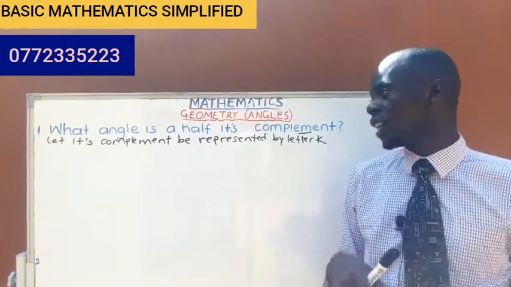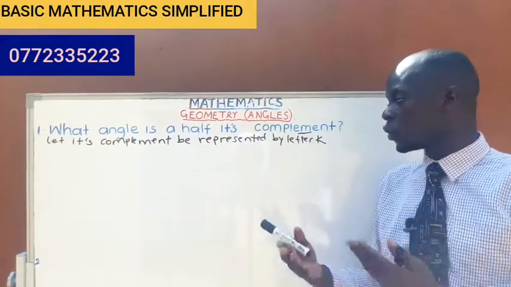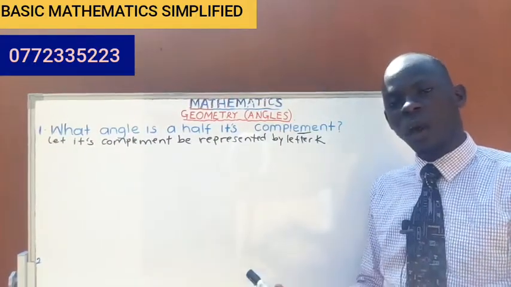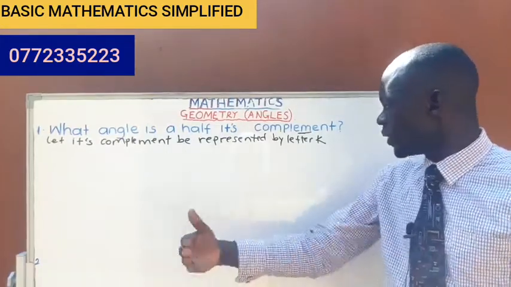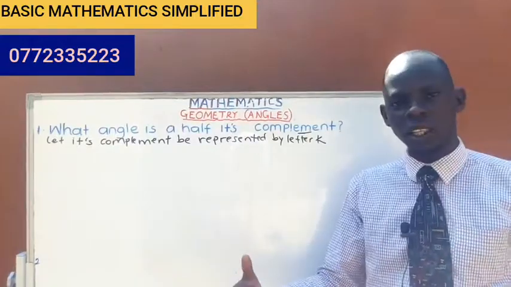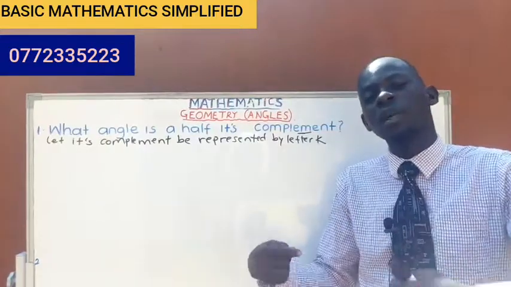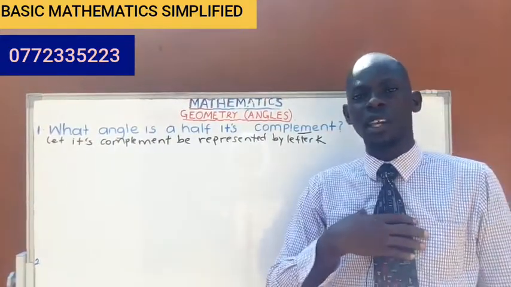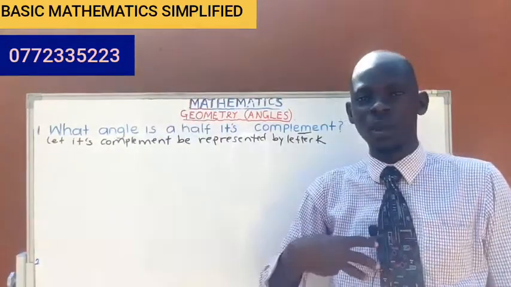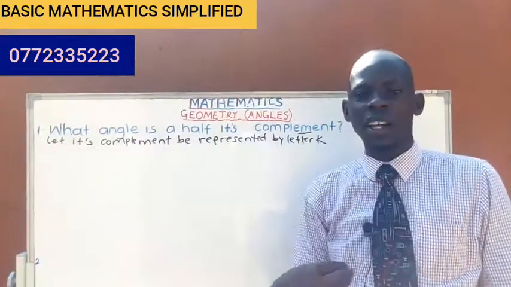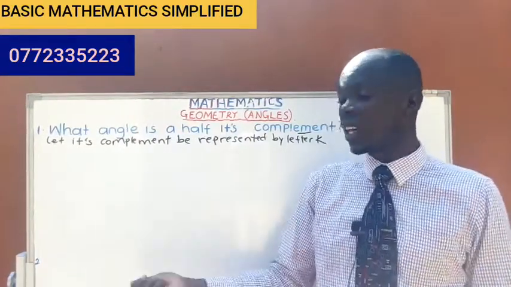I've chosen to use it, but you can use any letter. Don't say that with angles you shall always use K. You can choose letter P, letter Y, letter X, any other letter. Now, let its complement be represented. It cannot be letter K, but it can be represented, just like I can be represented by someone else. It doesn't mean that someone is me. So letter K is only representing.